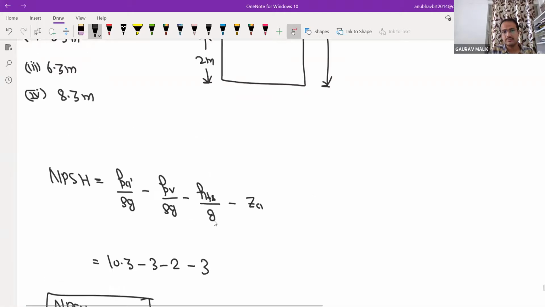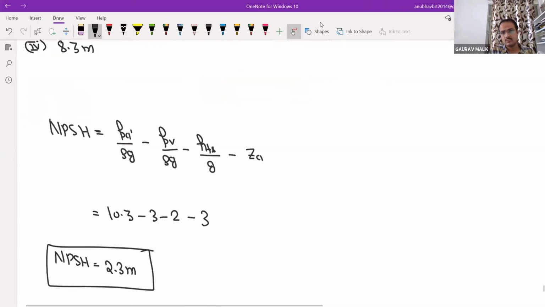Is it clear? The unit of H of Fs divided by g is in meter. That is in terms of head, Saket.